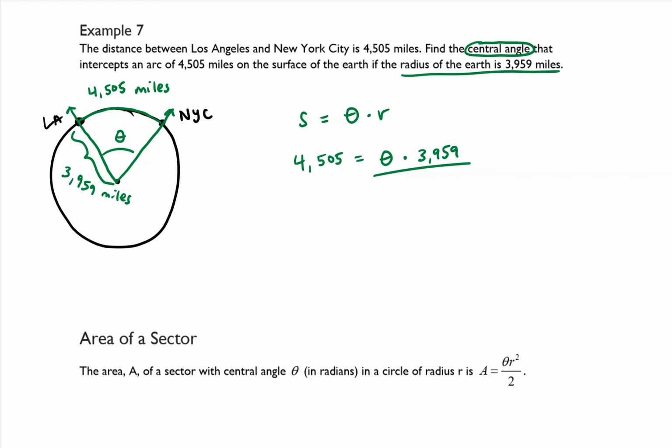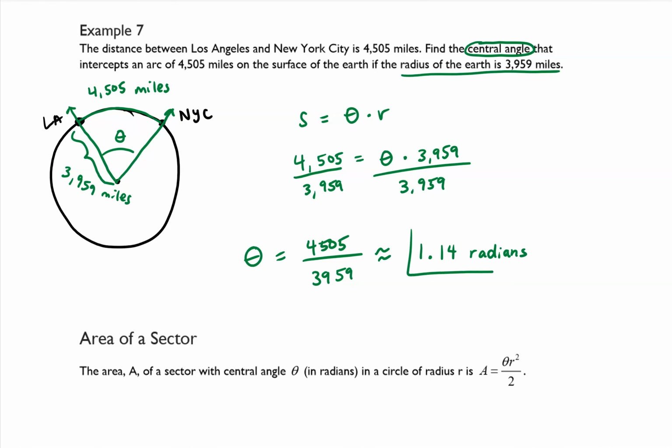and we know that the radius is 3,959 miles. So if we do some algebra and we divide both sides by 3,959, we get that theta is equal to 4,505 divided by 3,959, which is approximately, and I'm rounding this to 2 decimal places, 1.14 radians. So that is the amount of rotation needed to get from LA to New York City.